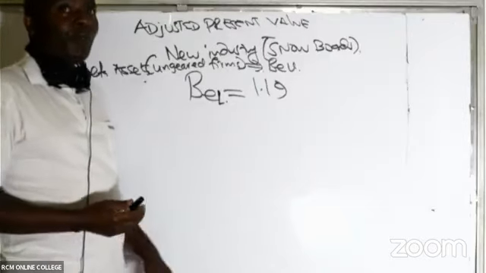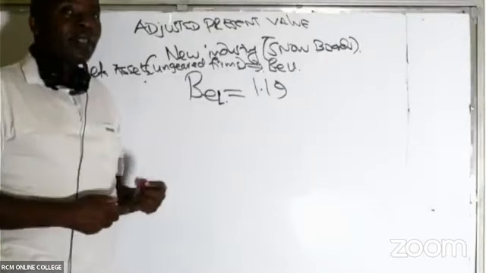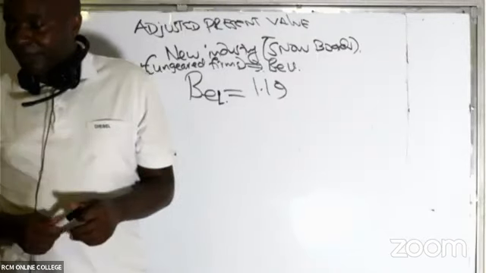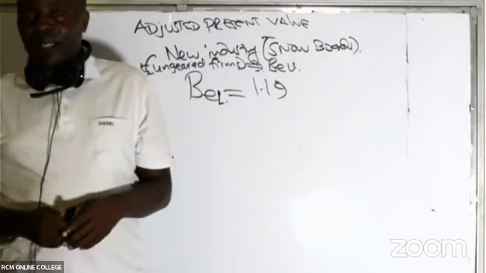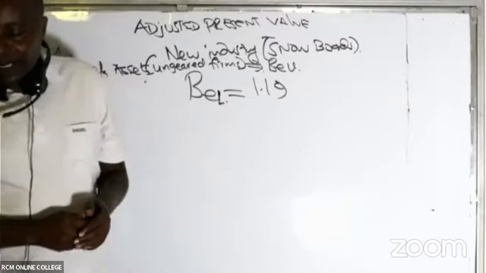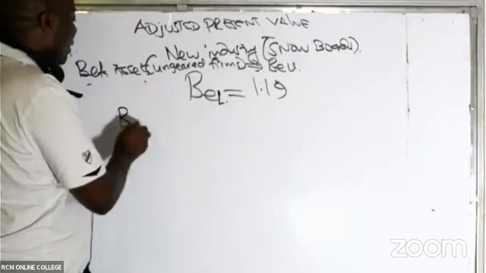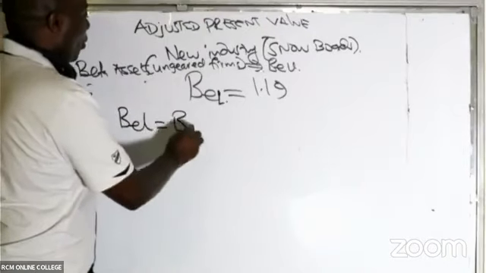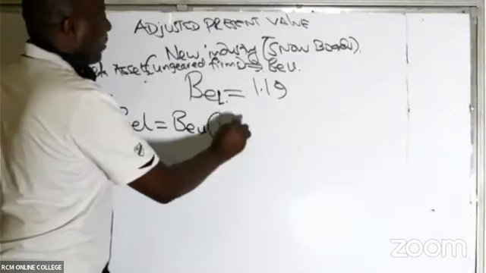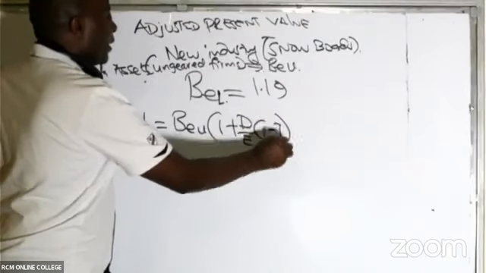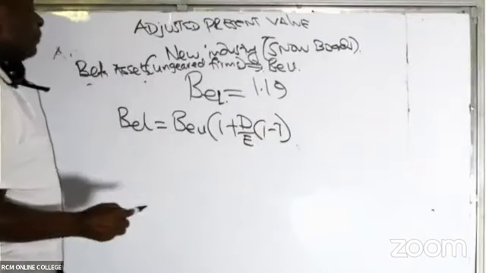So is there anybody who is able to remember this Hamada's model? Very good. So Hamada's model, ladies and gentlemen, in this case is beta equity equals beta assets into 1 plus debt over E less taxation, like that. Less tax.